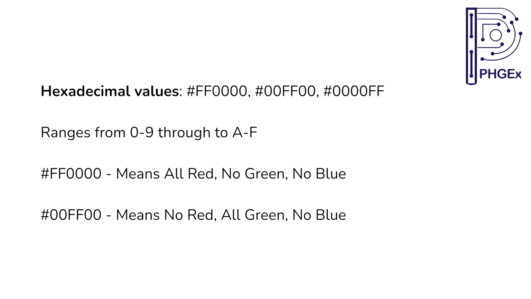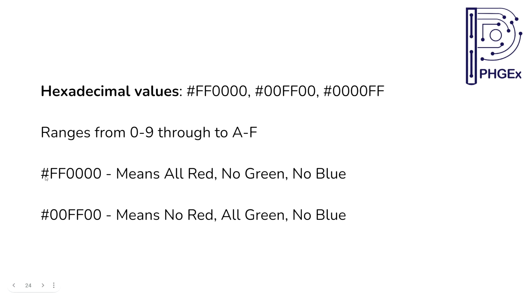So this hexadecimal value contains 6 characters, numbers and letters. The first 2 are designated for red, the middle 2 for green, and the last 2 are for blue, just as we have the RGB. And it ranges from 0 up to F, with 0 being the smallest and F being the largest.